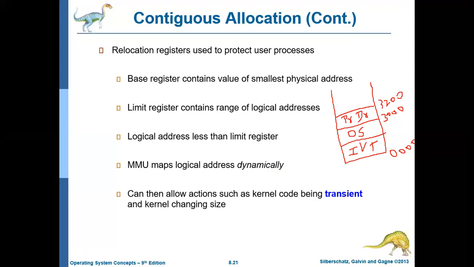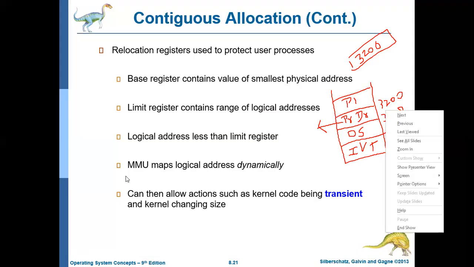Now if a user process P1 comes, its base register will have the value 3200. But assume that this driver is not there. If this driver is there, then the operating system size will go up to 3200.